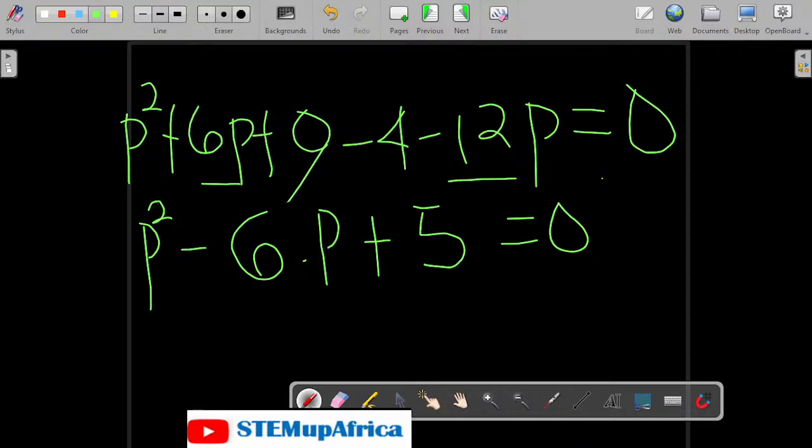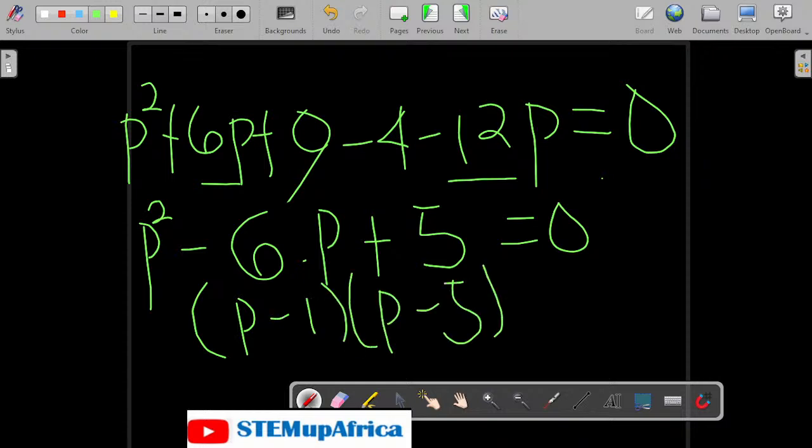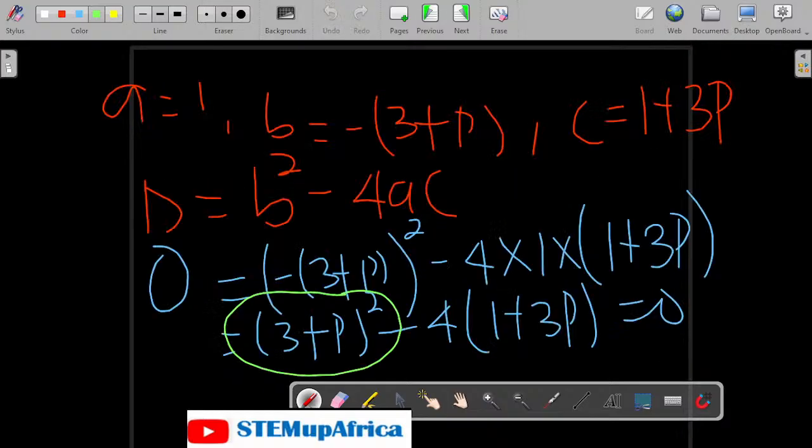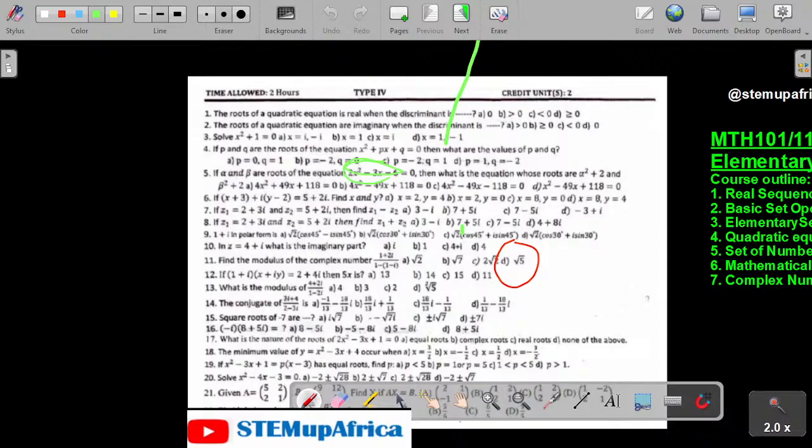If we add, we have minus 6. The factors are minus 1 and minus 5. So that will give us (p minus 1)(p minus 5) equals 0. If you simplify from here, our p will give you 1 or 5. Let's check the options. P should be 1 or 5.